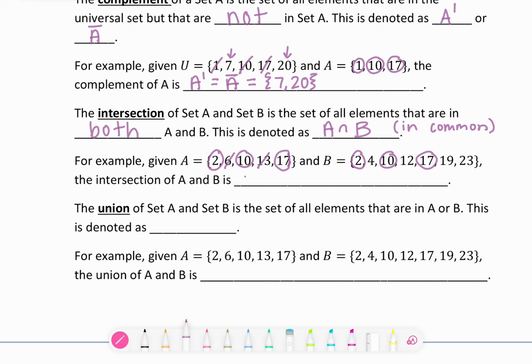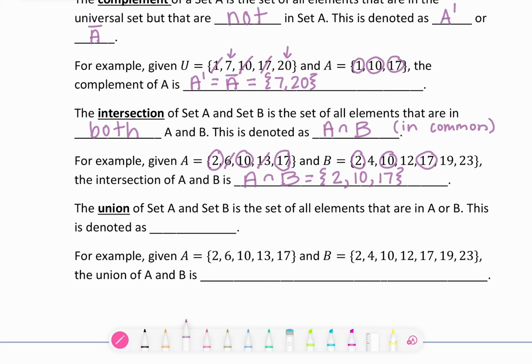So that means that the intersection, A and then that little upside down U, B, equals the set, curly brackets, 2, 10, 17. And it is common practice, whenever your set is numbers, to write them in order from smallest to largest, okay? So there's our intersection.